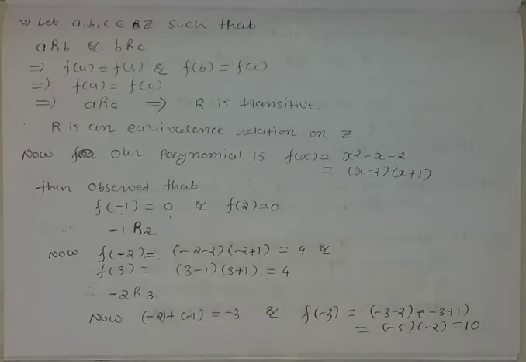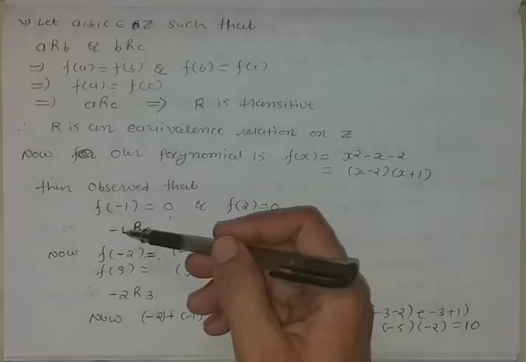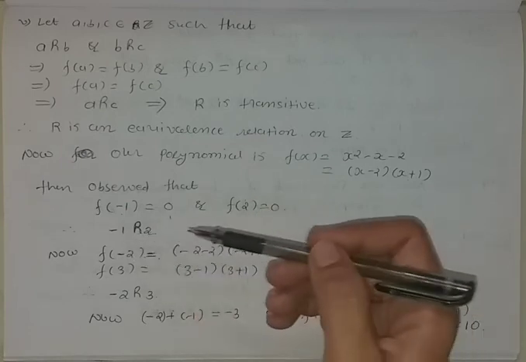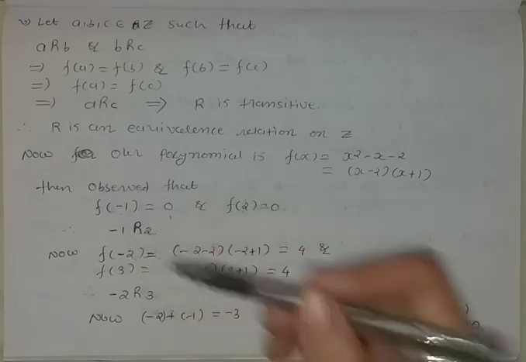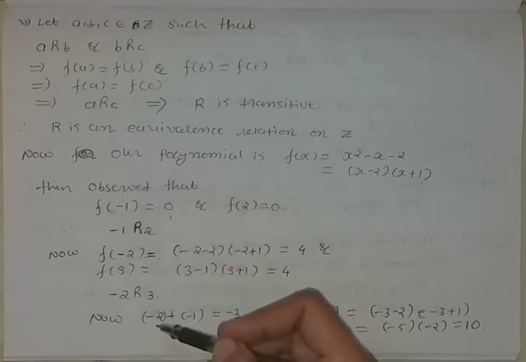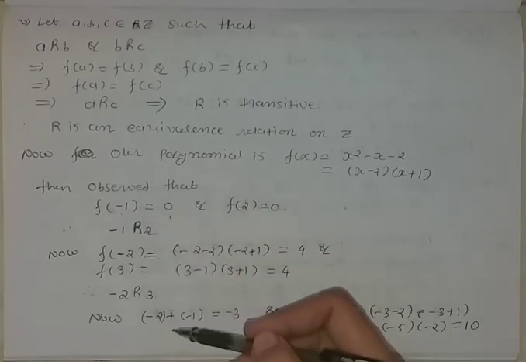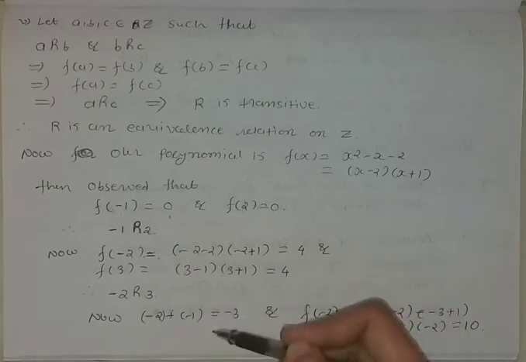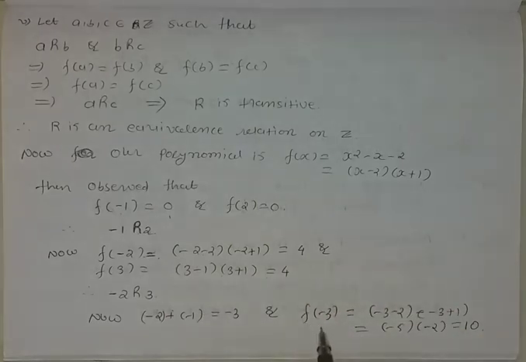अगर हमारा जो रिलेशन डिफाइन किया हुआ है वो कॉन्ग्रुएंस रिलेशन होगा तो क्या होगा, minus 1 plus minus 2 is related with 2 plus 3. Now we will check whether this happens or not. So minus 1 plus minus 2 is equal to minus 3 and f(minus 3) is equal to 10. This is simplification.